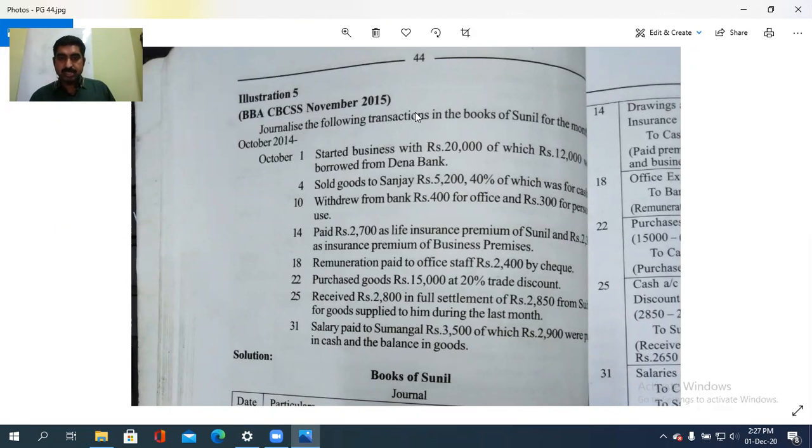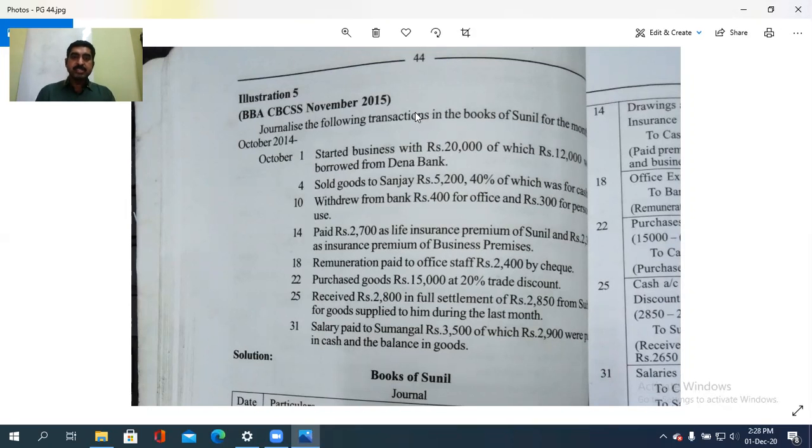Then remuneration paid to office staff 2,400 by check. Purchased goods rupees 15,000 at 20% trade discount, but trade discount we are not yet considering. Then received rupees 2,800 in full settlement of rupees 2,850 from Sunil for goods supplied to him during the last month, and salary paid to Sumangal rupees 3,500, of which 2,900 were paid in cash and the balance in goods.